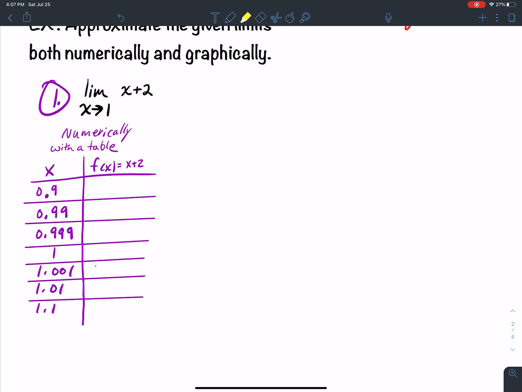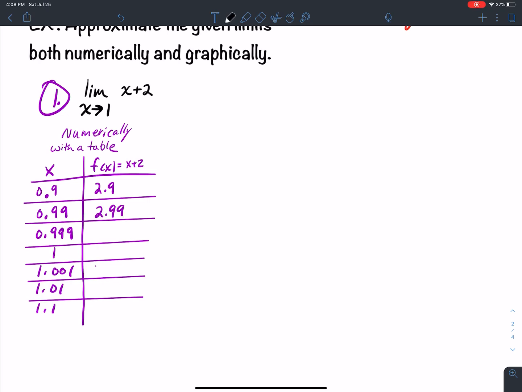Those are all close values. So I'm literally going to take the value and plug it in. How did I get 2.9 here? I took the 0.9 and plugged it into this right here. I had 0.9 plus 2, and that got me the 2.9. So you see, I plugged it in. That's the idea. We're just plugging in things.